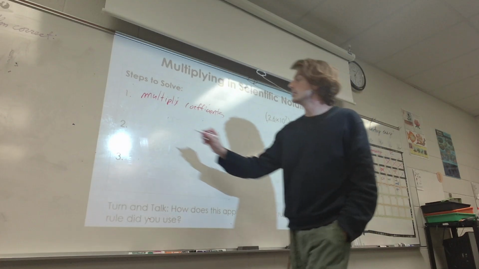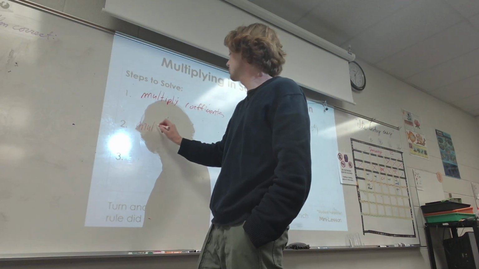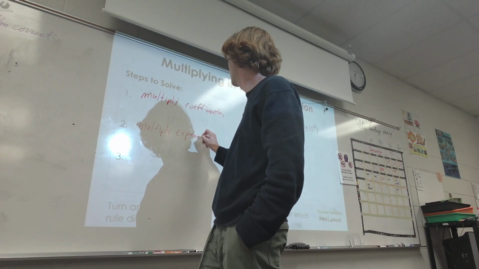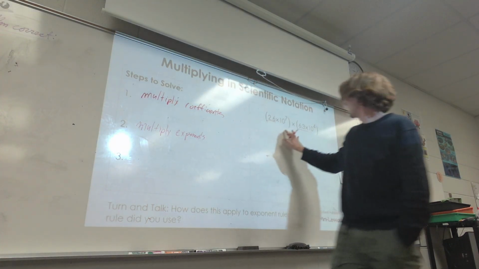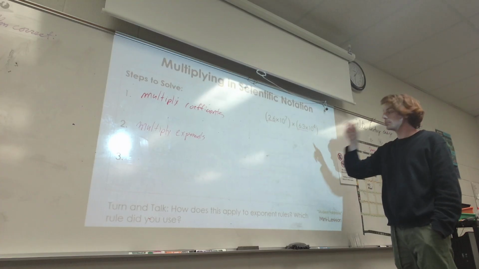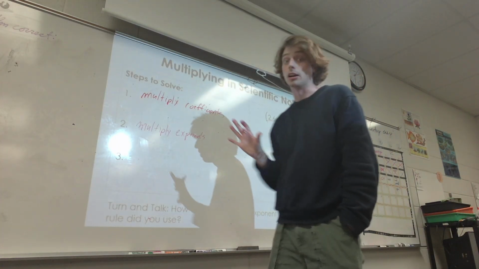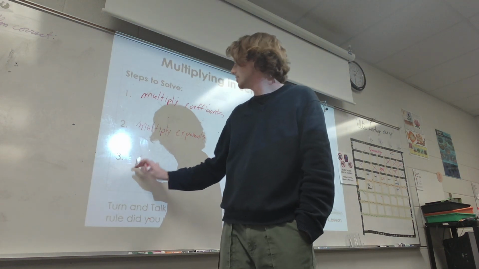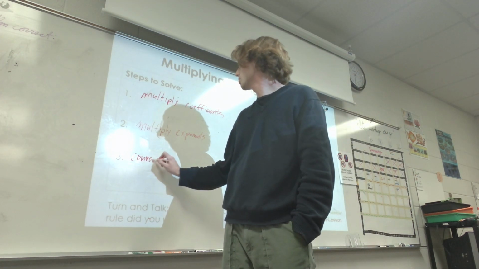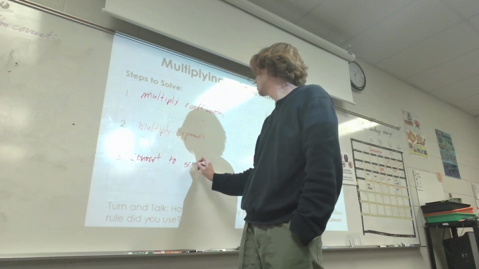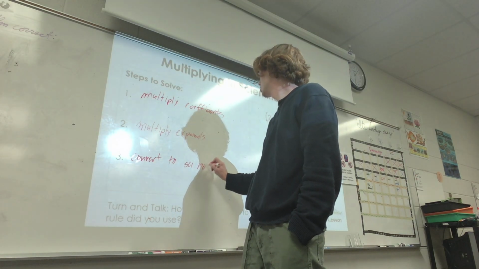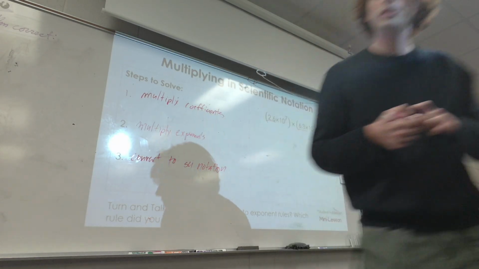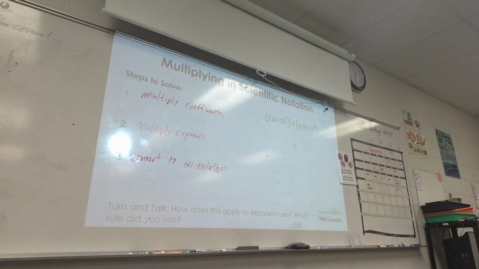Step two is multiply exponents. Right, this is your tens. This is 10 to the 7 times 10 to the 4th. We're going to be able to use exponent rules there, luckily. And then number three, we turn it back into standard scientific notation. Convert to scientific notation. All right. So let's do that with this one.